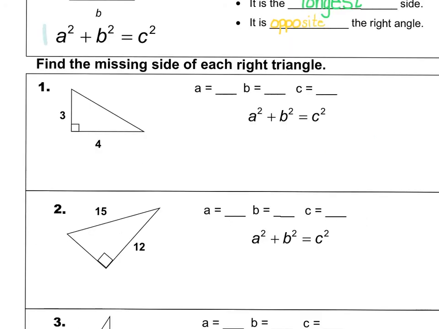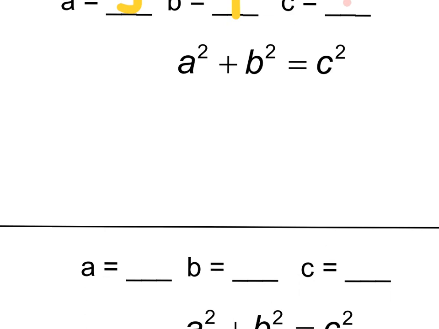Now let's use the Pythagorean theorem here to find the missing side of each right triangle. First things first, do you know where your hypotenuse is? Well, it is opposite the right angle. So this time we are looking for the hypotenuse. It is not given. What is given is 3 and 4. Those are the legs. We will substitute them into the equation of a squared plus b squared equals c squared.